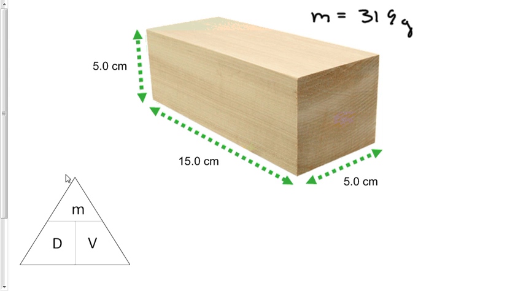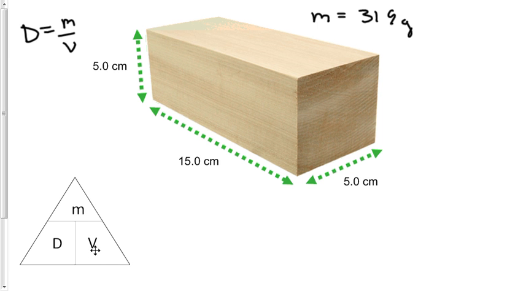Well, we've got this triangle here. It works really well for the definition. Density is equal to mass divided by volume. And so how do we use this triangle? Well, if I want to find density, and here's density, I just cover that over and it says to me take mass divided by volume, because mass is on top of volume.